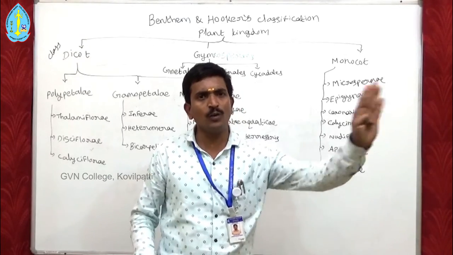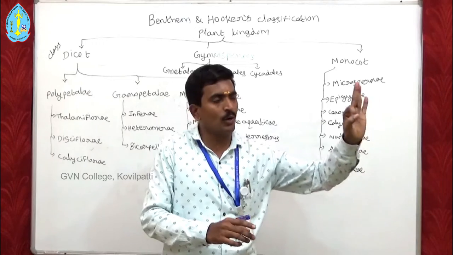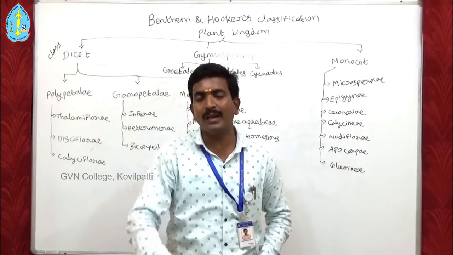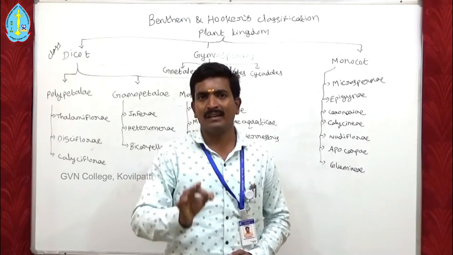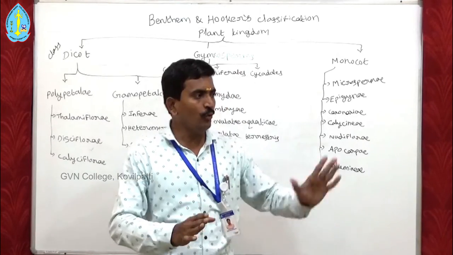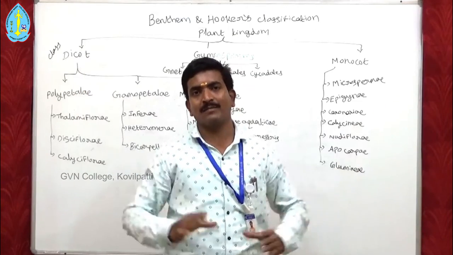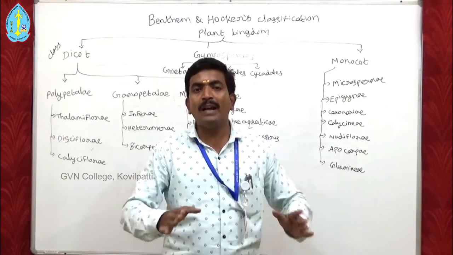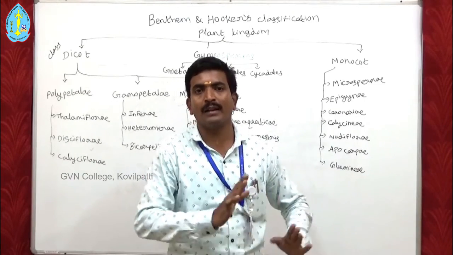But if you see one plant at one glance, how could you determine whether the plant is dicot or monocot? It is a simple tip. If the plant contains side branches, the plant comes under dicotyledon. If the plant does not contain side branches, that plant comes under monocotyledon.